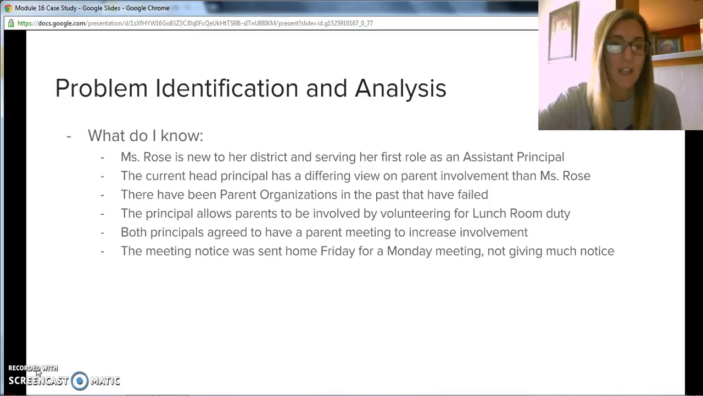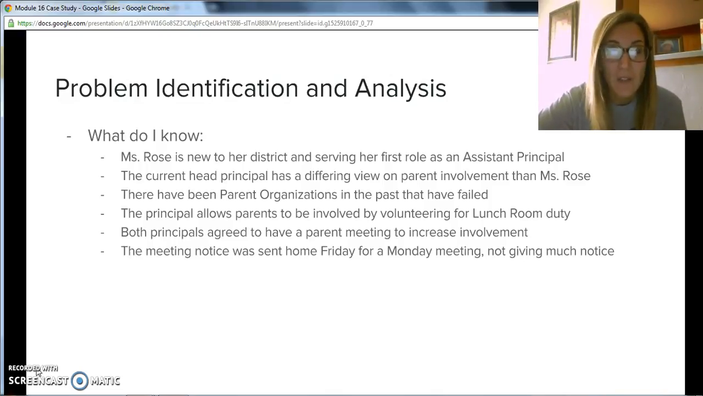The first slide is problem identification and analysis, which basically just focuses in on what the case study's problem is. So what do I know thus far? Mrs. Rose is new to her district and is serving in her first role at her first school as an administrator, as an assistant principal. The school has a head principal and no PTO, PTA, or parent organization, and the head principal has a very different view than she does on parent involvement.